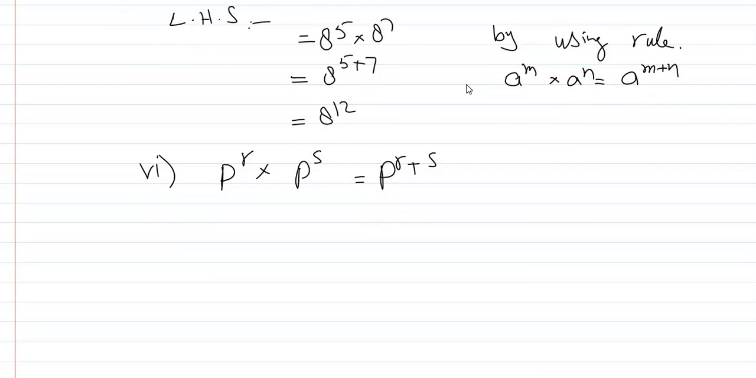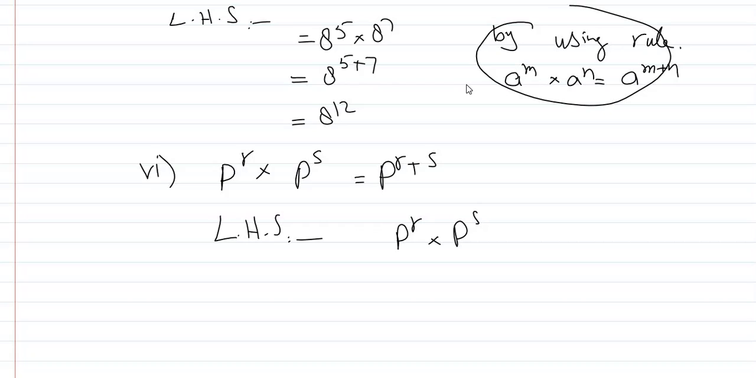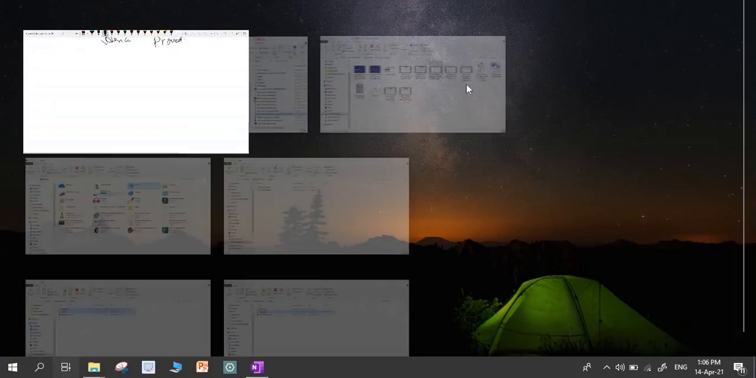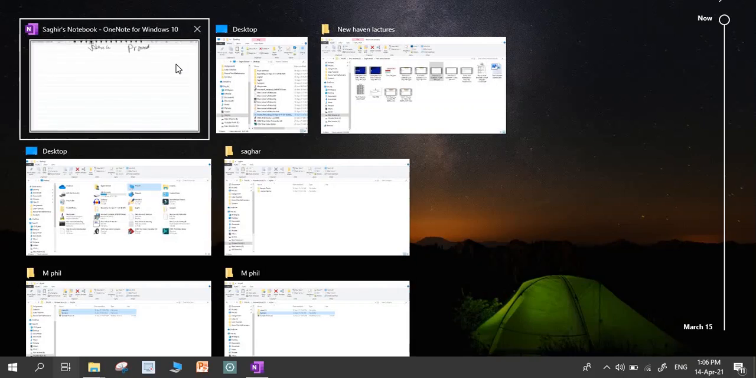Now here, first of all, write the left hand side, that is p raised to power r multiplied by p raised to power s. Then write this rule here, and then write a second line, that p raised to power r plus s, and then write a line here for the right hand side. In the last, write hence proved. This is the answer.